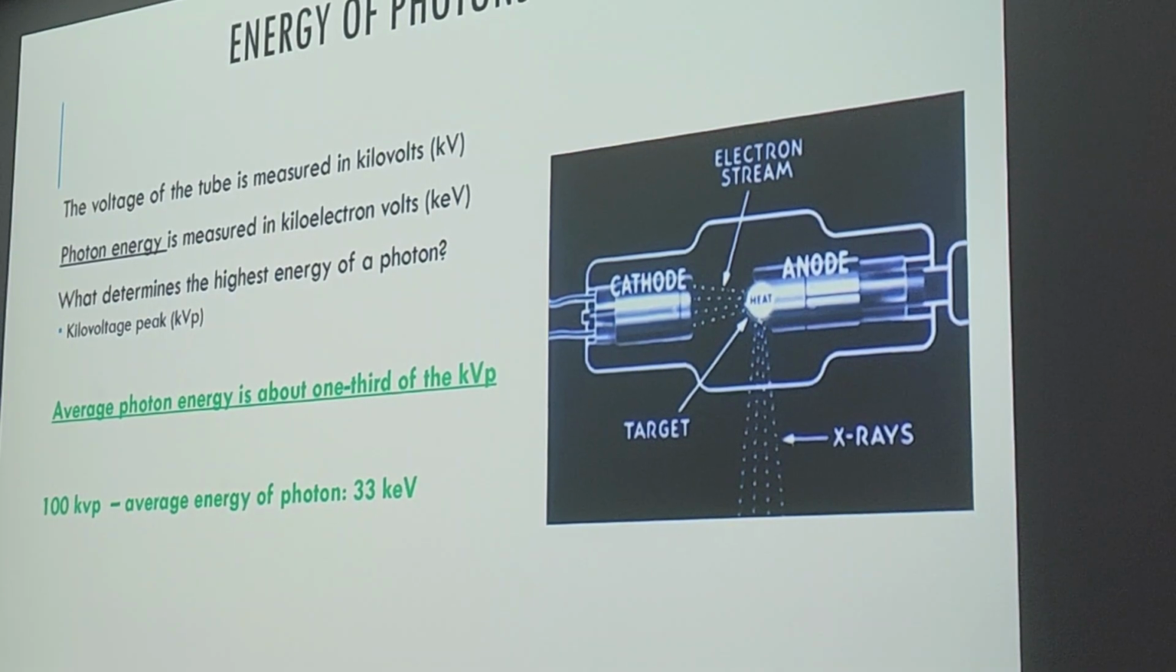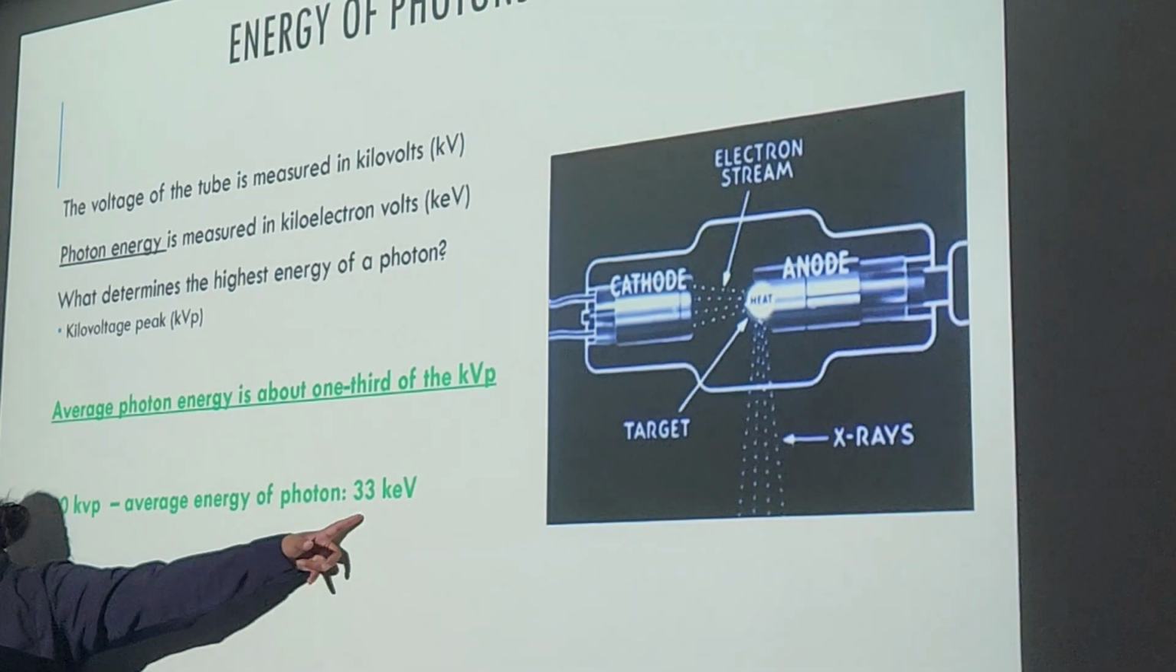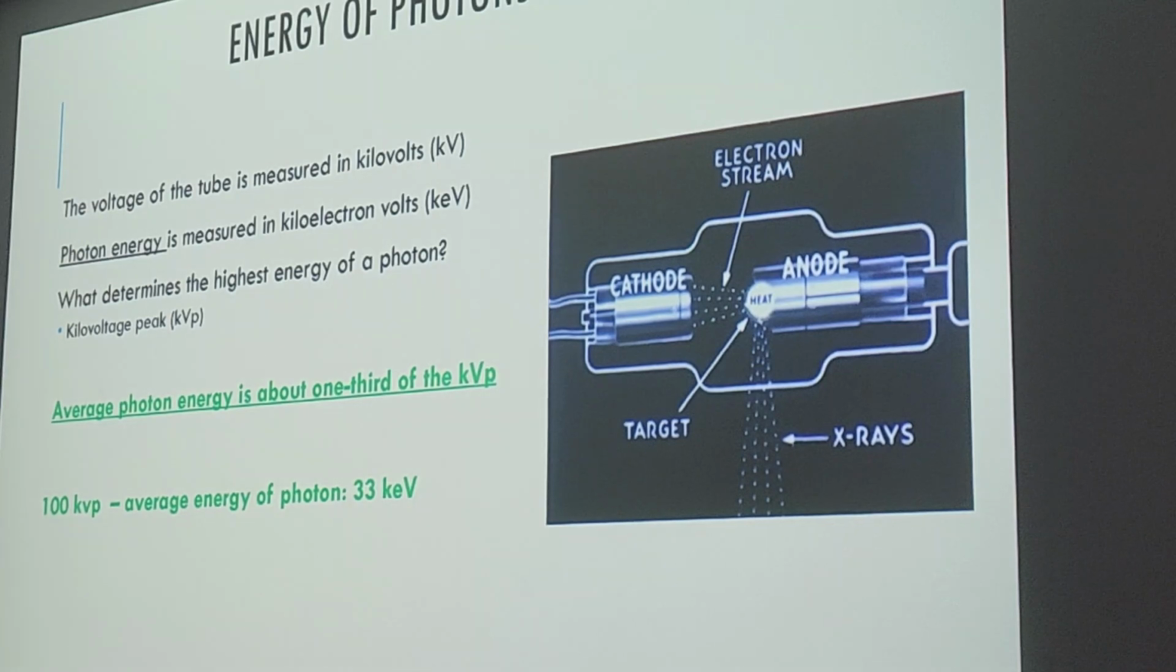So when we talk about electron or photon energy, it's going to be in keV, kilo electron volts. And kVp is the voltage that we apply to the X-ray tube.